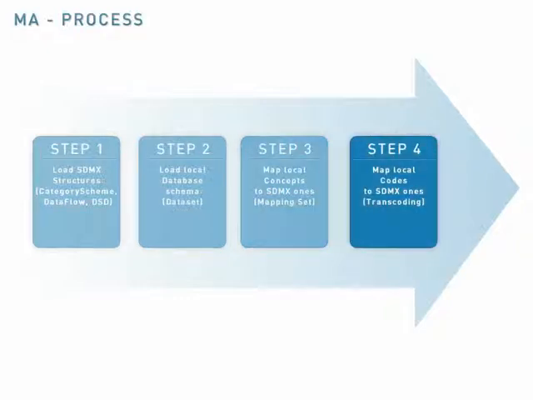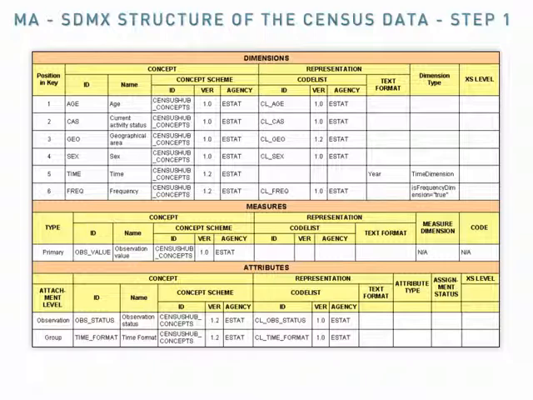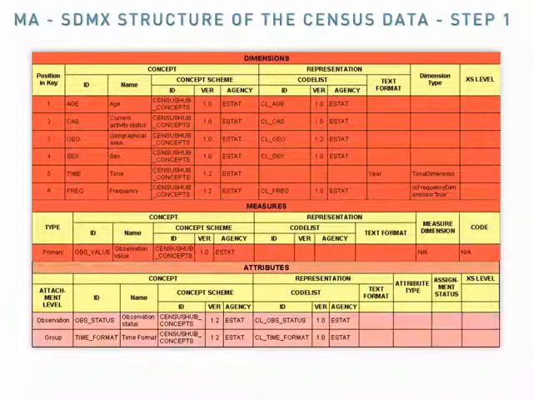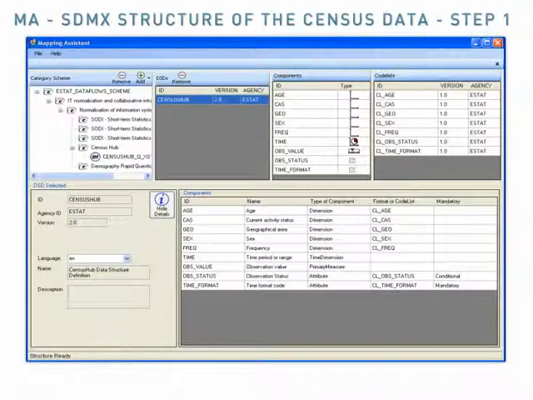And step 4: transcoding of local codes to SDMX codes of the code lists referenced in the data structure definition. This table shows the SDMX structure of the census data with the SDMX dimensions, measures, and attributes, including the link to the code lists for coded concepts. The loading of the SDMX structure represents step 1 of the mapping process. In the Mapping Assistant, the SDMX structures are shown in overview tables after their loading.